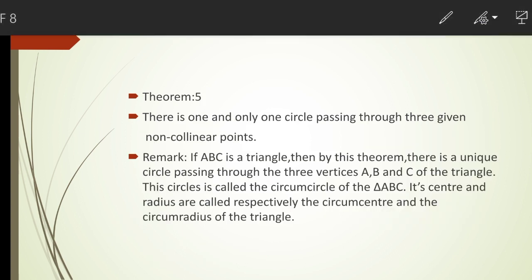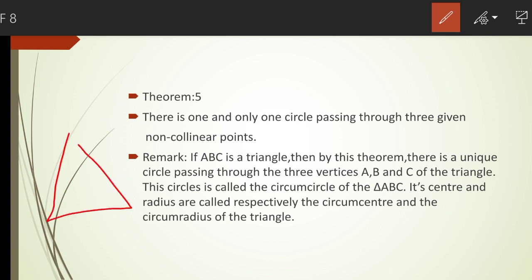The next theorem that we come across is theorem 5. In this theorem it says there is one and only one circle passing through three given non-collinear points. Non-collinear points means the points are not in a straight line. So this remark is an example of how three non-collinear points can form a circle.